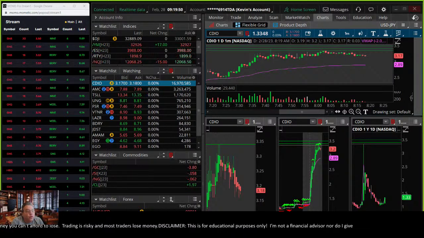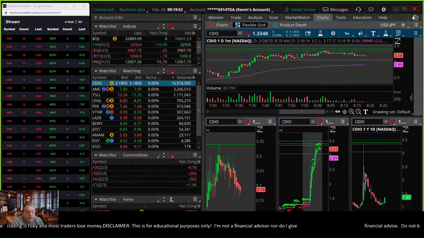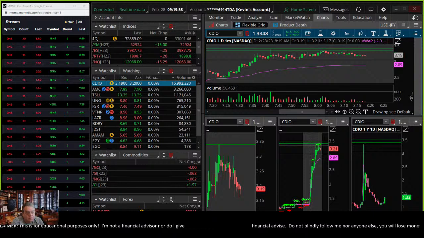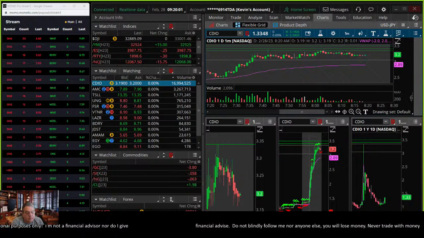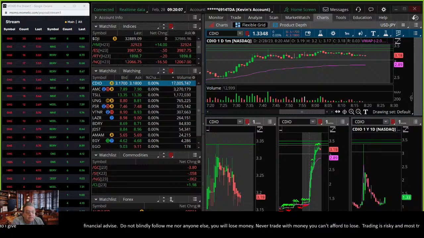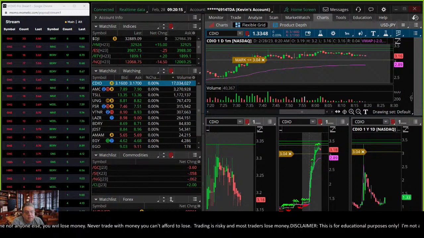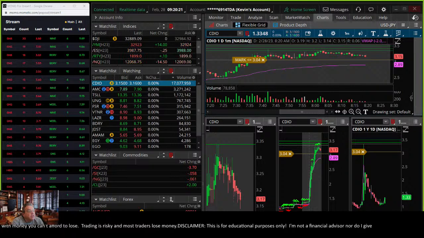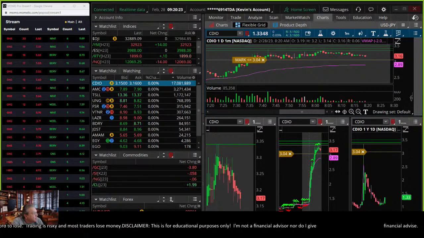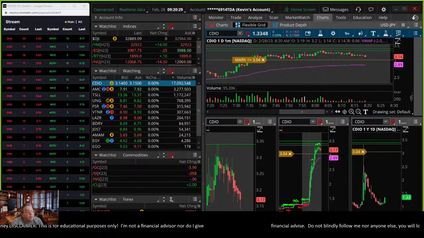So 304 is going to be a critical level for me on CDIO. I'm going to put an alert in there. All right, I'll have to keep an eye on CDIO. CDIO is coming down. 304 once again is where I would go ahead and get out of this long trade.